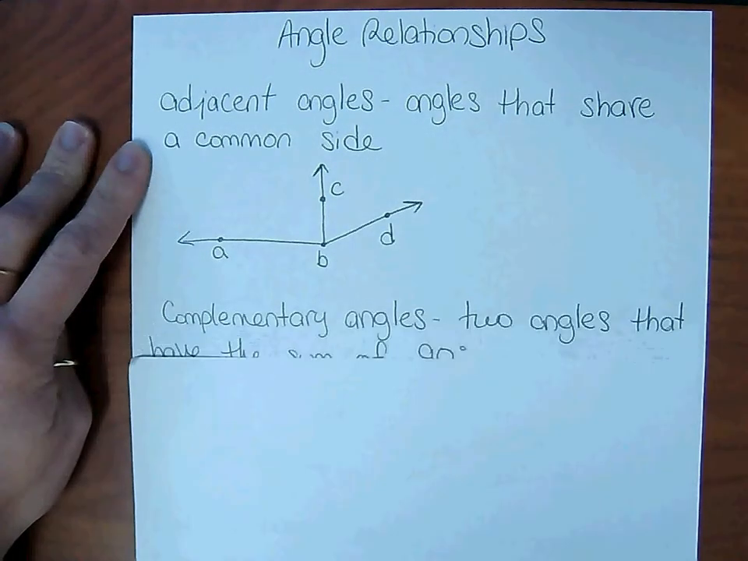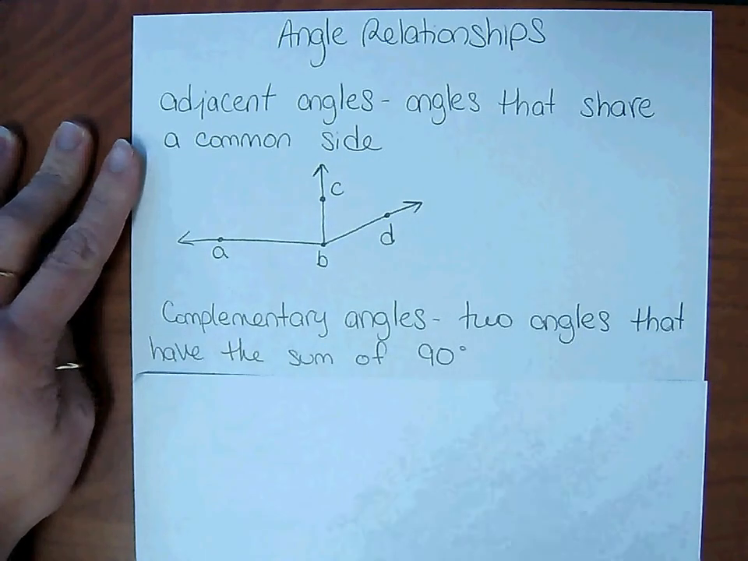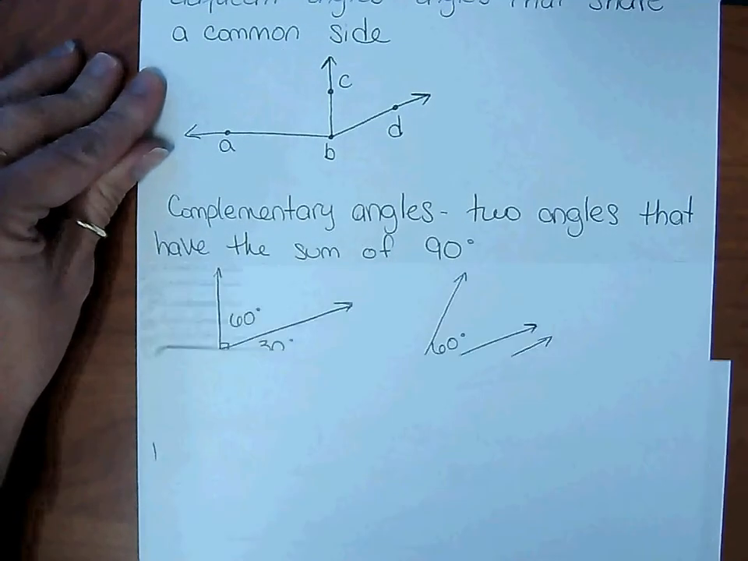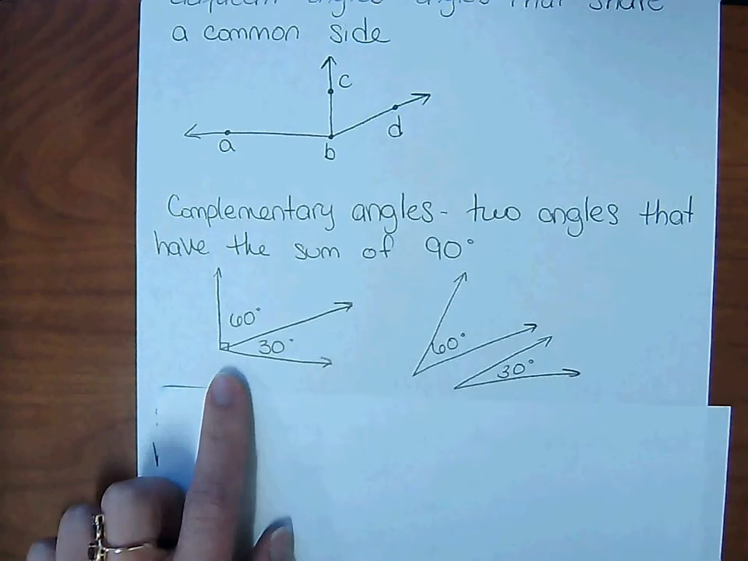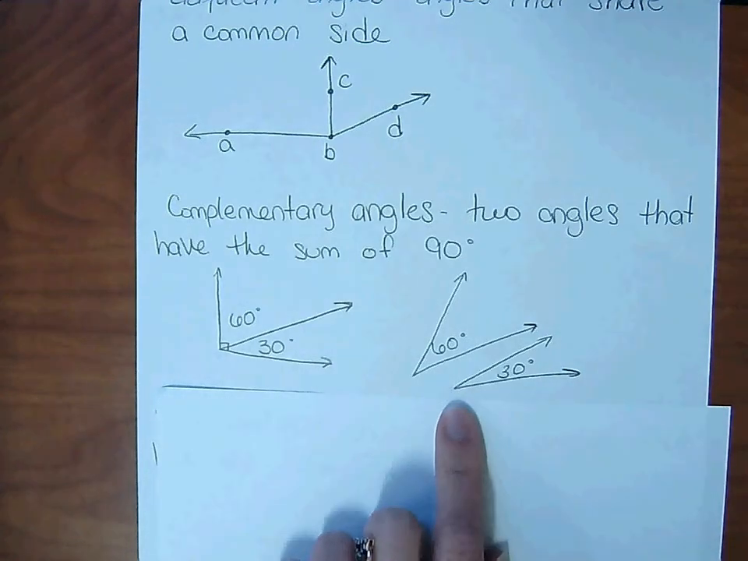Complementary angles are two angles that have a sum of 90 degrees. Complementary angles can be adjacent or not. So in the first example, we have an example of adjacent complementary angles, whereas the second example are just complementary angles that are next to each other.